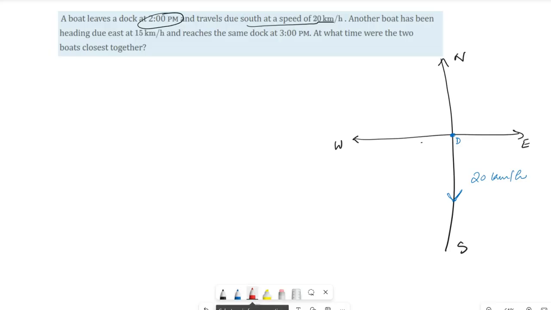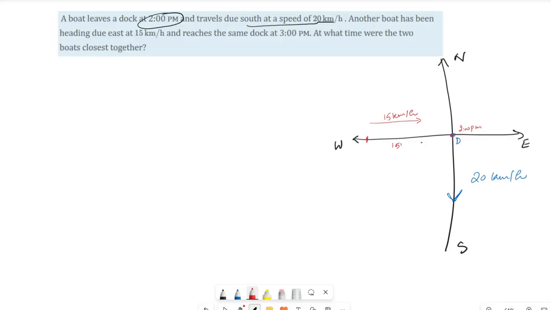Another boat has been heading due east at 15 kilometers per hour. So this started at 2 p.m. Another one is coming towards the east and reaches the dock at 3 p.m., and it is coming at 15 kilometers per hour. So if it reaches the dock at 3 p.m., that means in 1 hour, right? Because it all started at 2 p.m.